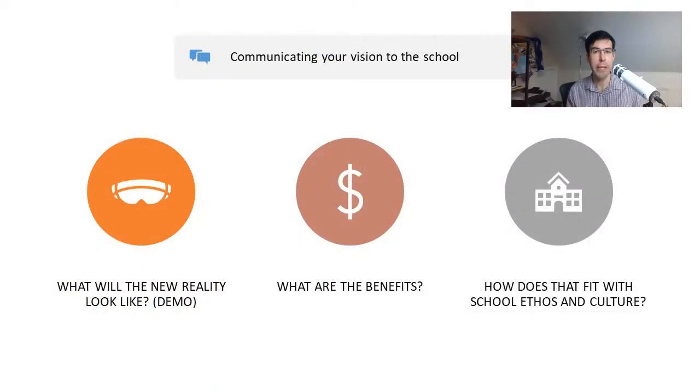So when we're communicating that vision to the school, we need to highlight several things. One of those is going to be some of those learning outcomes, which is going to be the most important thing. How is it going to improve learning in your vision? What will learning look like? What will the new reality look like in a year's time, 2 years' time, when this plan has been implemented? So what are those learning outcomes?